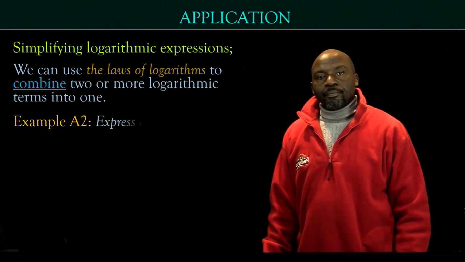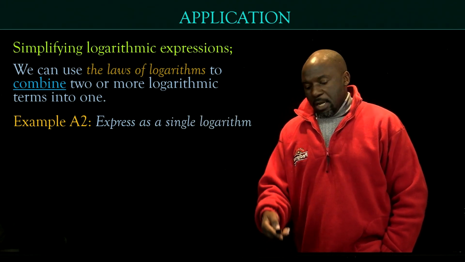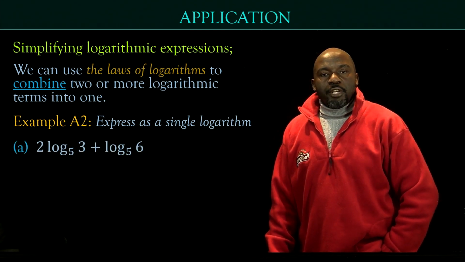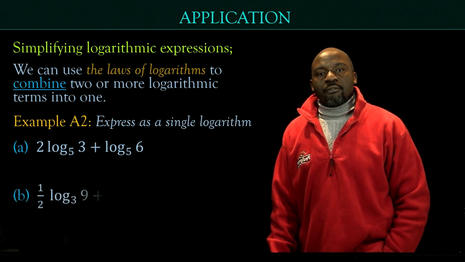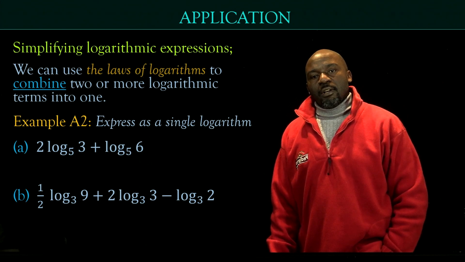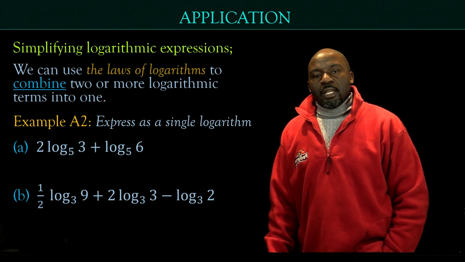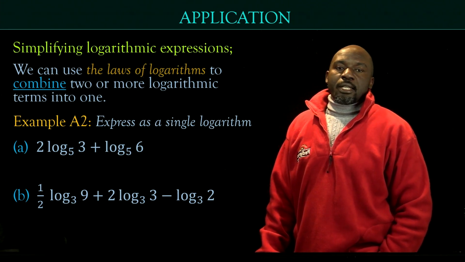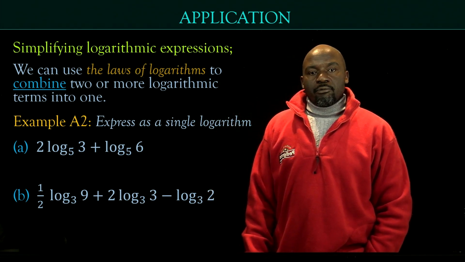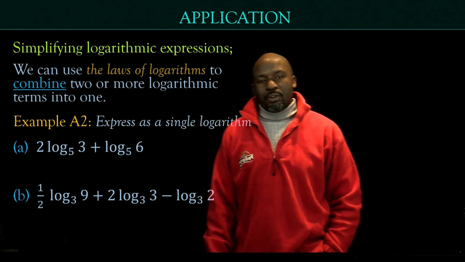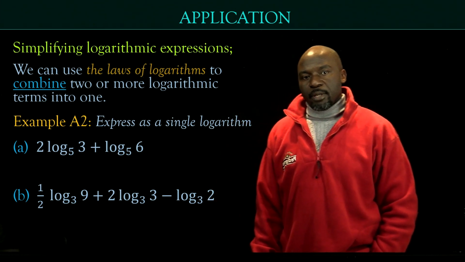A2 says express as a single logarithm. Once again, we'll see what we need to use here. So we have 2 log to base 5 of 3 plus log of 6 there, everything base 5. We have a half log of 9 plus 2 log of 3 minus log of 2. In this case, the base is 3. So once again, if the bases are the same, we simply need 2 laws really. In this case, we're going to need 3 laws here. Can you think about which laws we need to use in order to simplify this problem?